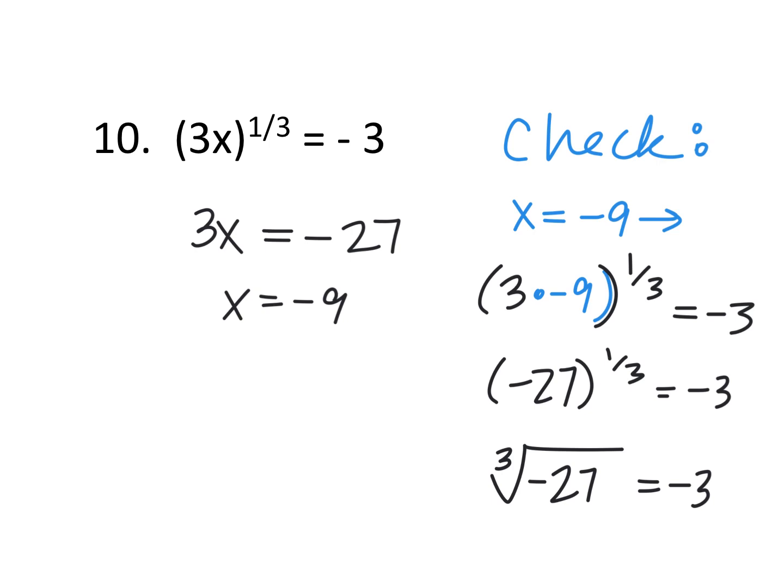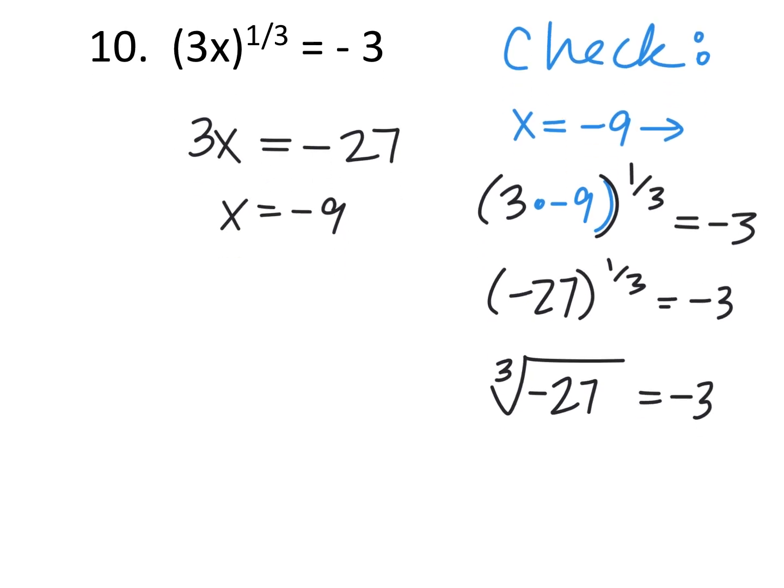When you have an odd root or exponent, it's going to give you a negative. So the cube root of negative 27 is actually negative 3. It's not 3i. You're allowed to take the cube root or an odd root of a negative. So yes, that is a solution.